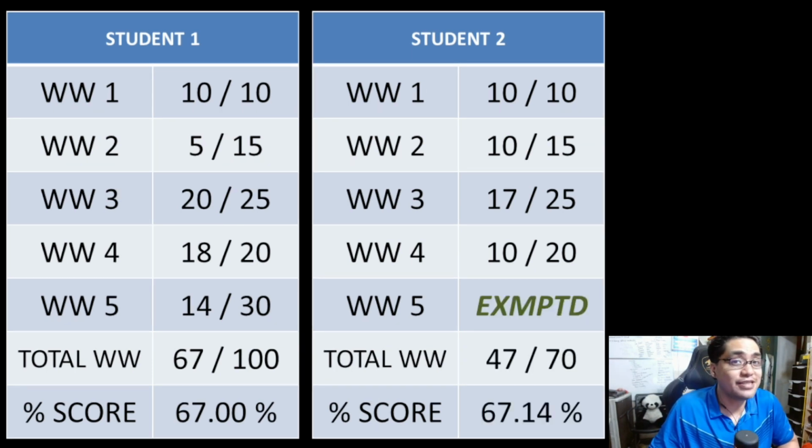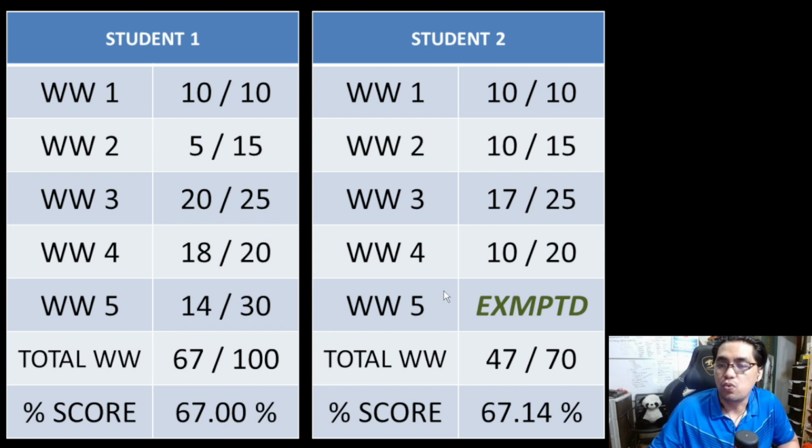Well, you can see the difference in calculation between the student on the left and the student on the right. For the student on the left, you will see here that you have the full marks of all 5 written works. 10 plus 15 plus 25 plus 20 plus 30 is equal to 100 total highest possible score. And these are the scores of the student: 67 over 100, 67%.